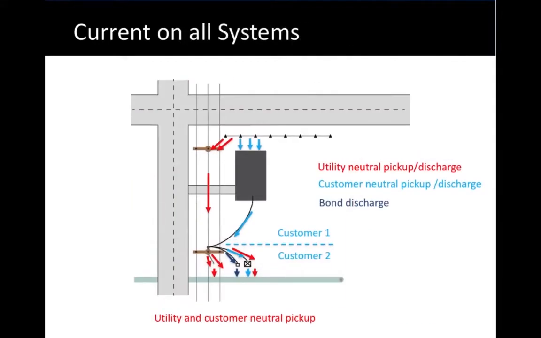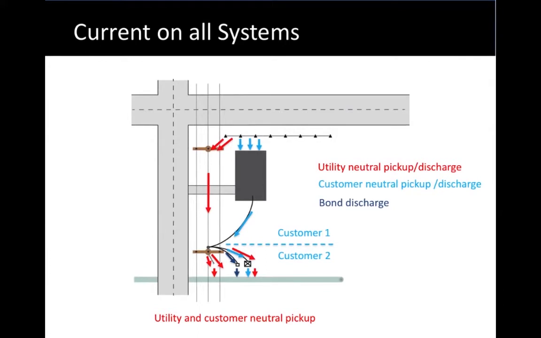So this is another view of those various currents that are picked up and discharged. There's in red the current pickup at the distribution power neutral, flow down the neutral wire, discharge off of the neutral ground at the pole, and the guy anchor.